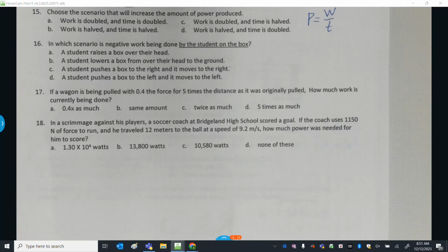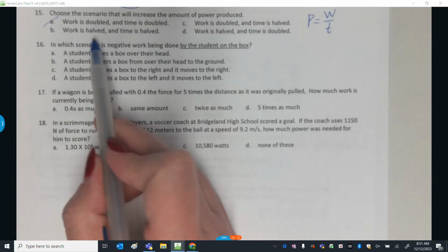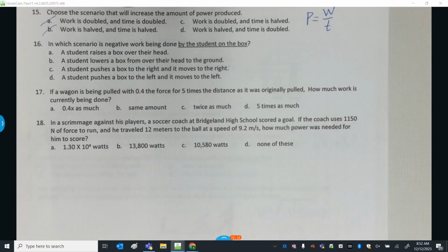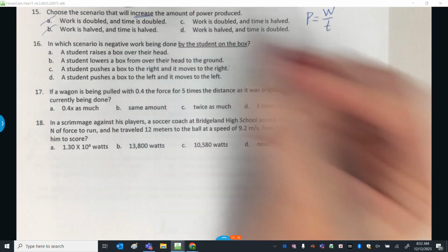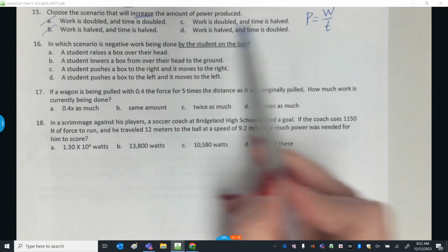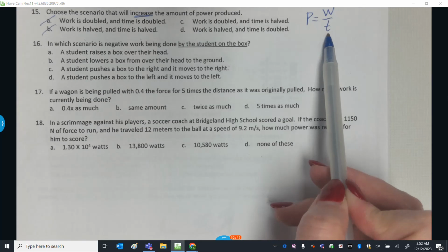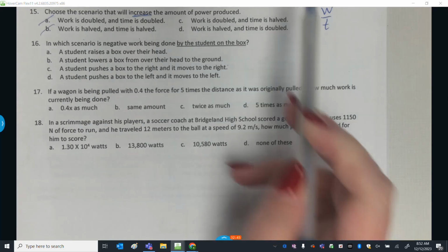So it's not going to be A. It's for the same reason it's not going to be B. If they're both the same factor, it's not going to change. Okay, so it's either C or D. We're looking for the one that will increase our power. C says work is doubled, time is halved. Yeah, that's going to increase my power by a factor of 4. Okay, so this is my answer.